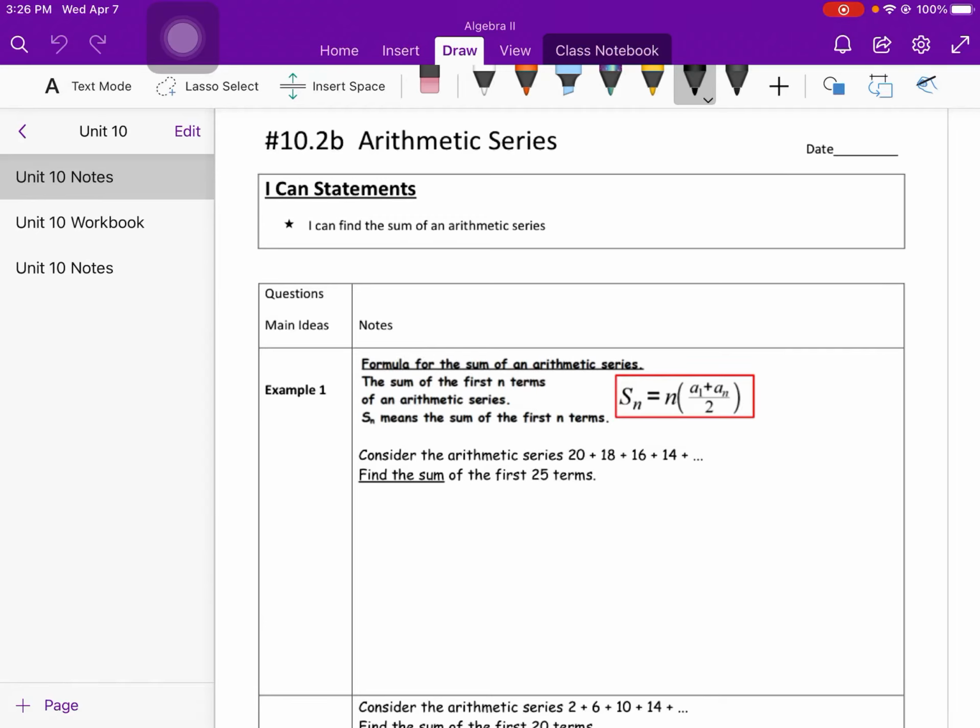Hey guys, welcome to 10.2b Arithmetic Series. So with this one, we're going to be using the arithmetic sequence formula, but we're going to be finding the series. So just like last time, this is where we're going to be adding all of the terms in the sequence up to a certain point.